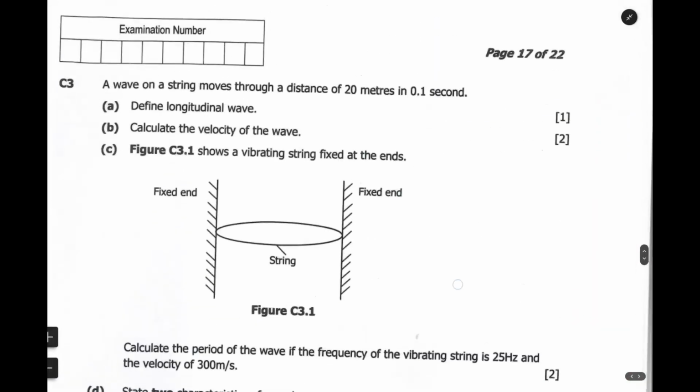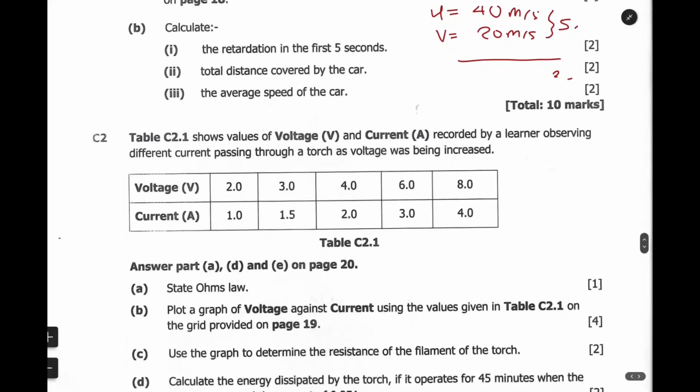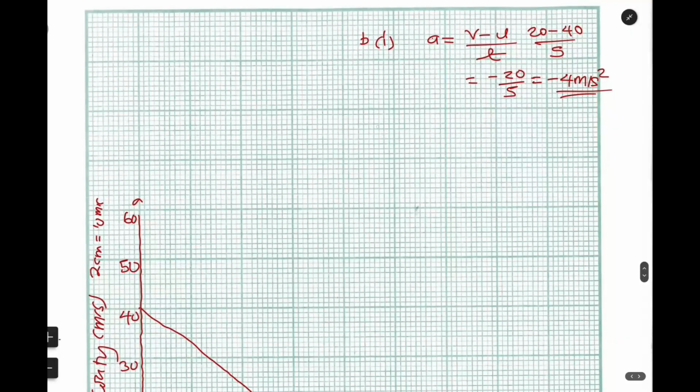Then what is the second question? The second question is total distance covered by the car. Okay, total distance covered by the car. This is the Roman numeral 2 for B1. For B2.